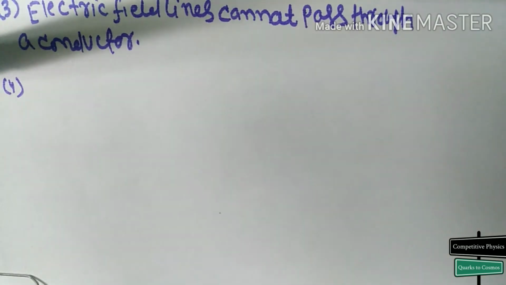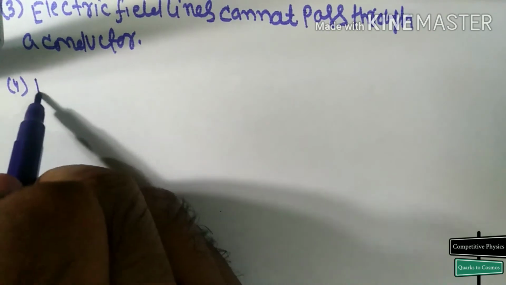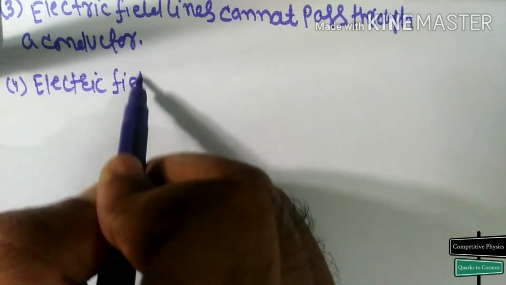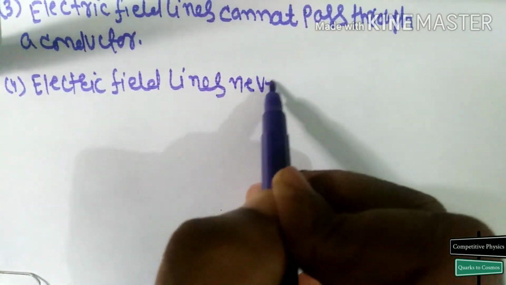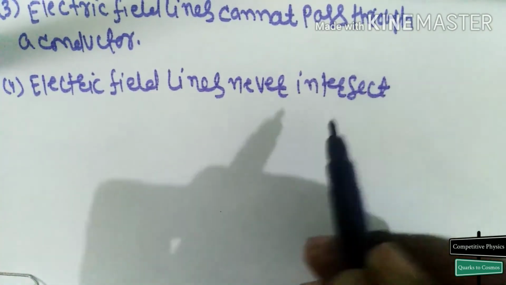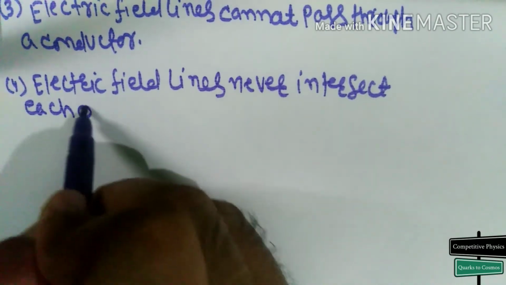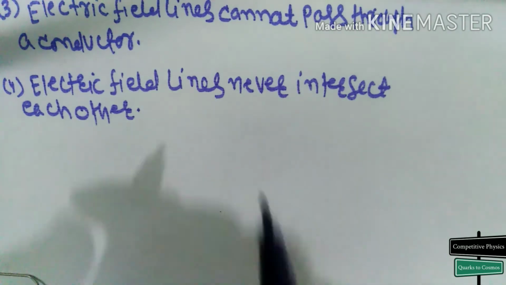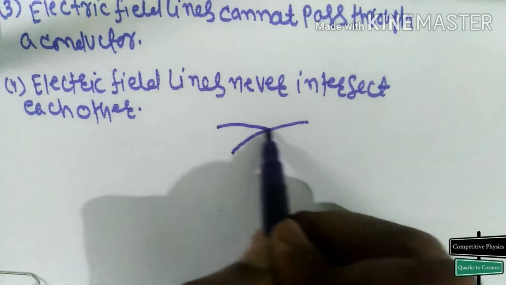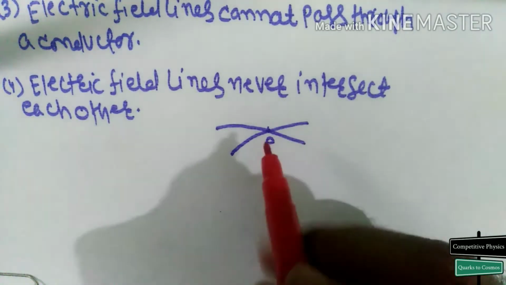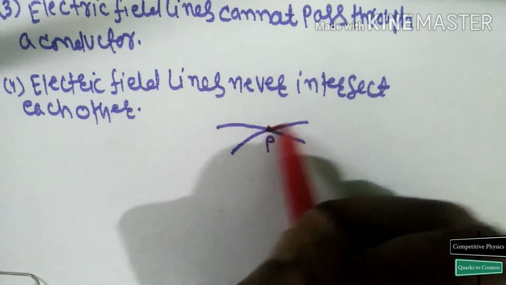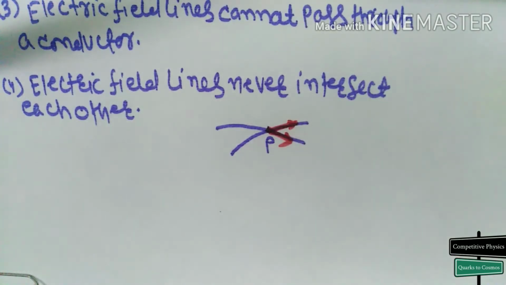Next property is electric field lines never intersect each other. Okay, why? If they intersect, suppose here at point P, then what will happen? At this point you can draw two tangents, one along this and one along this direction. So it means that at point P it has two directions, and you know that it is impossible. Electric field is unidirectional. It starts from positive charge and ends at negative charge. It cannot have two directions at any point. That's why electric field lines never intersect each other.